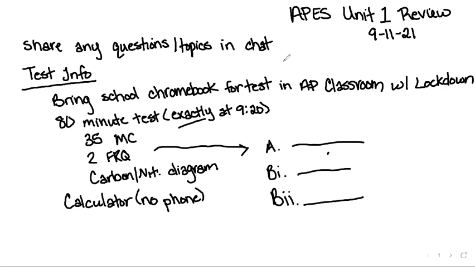Again, just reminders for the test. Make sure that you've got your school Chromebook nice and charged for AP Classroom. You're in class at 9:20, so you can start the test and have plenty of time. 35 multiple choice questions, 2 free responses, and that carbon nitrogen diagram. And you should bring your own 4 function calculator, because you can't use the one on your phone or the one on your laptop.